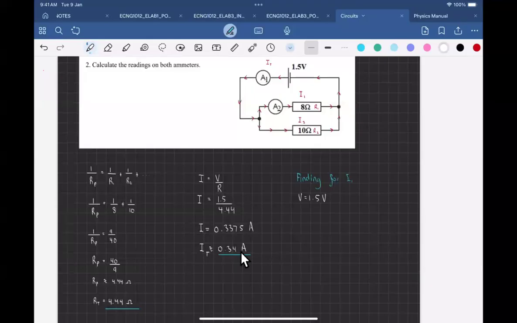Do we know what the resistance for both of the circuits are? Yeah. So R1 is equal to 8 ohms. So if I want to find the current, I1 will be equal to V over R. So my voltage is 1.5 over 8. What is 1.5 over 8? You should get 0.1875.